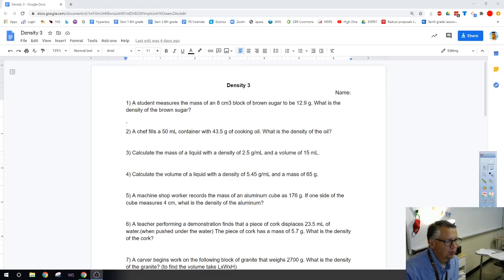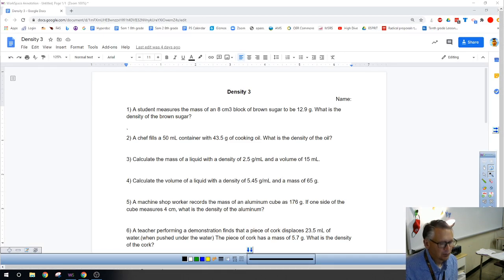Okay, we are going to correct the density 3 worksheet. And once again, anytime you're working with density, I recommend that we have the density triangle. Density is equal to mass divided by volume.